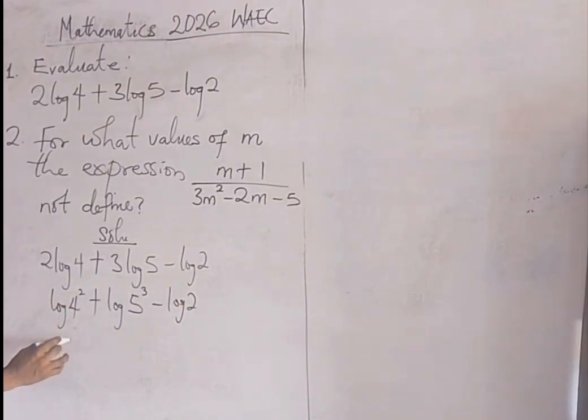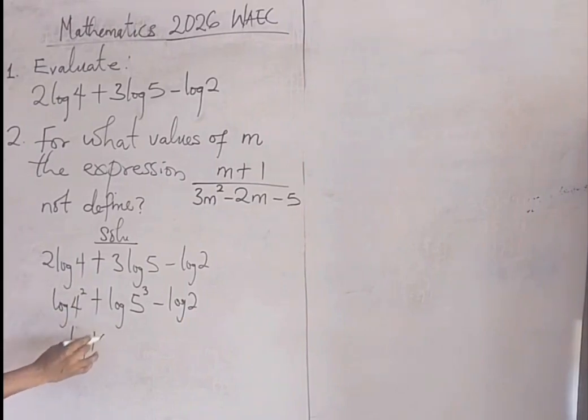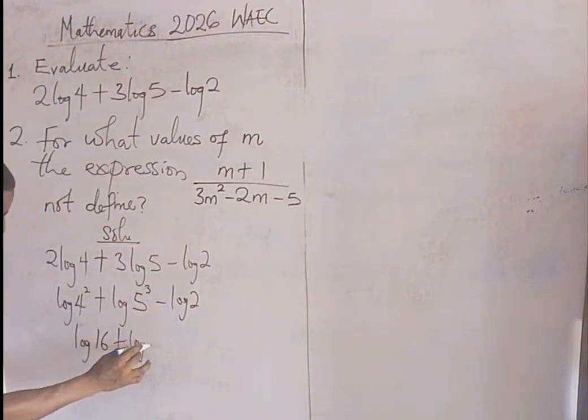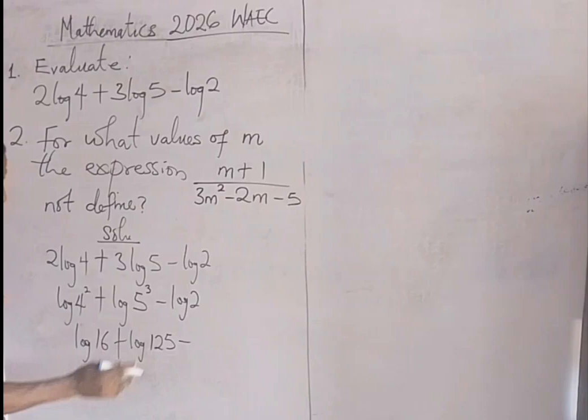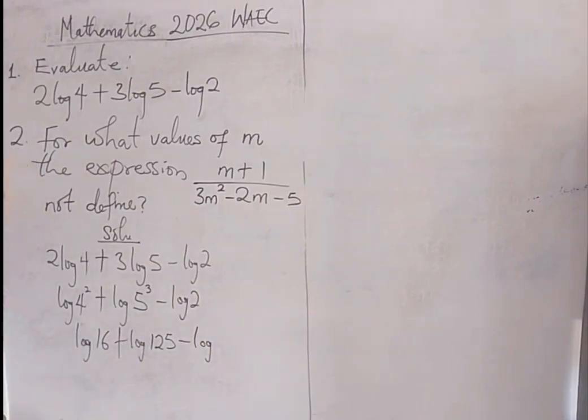And this is still the same thing as log 4 to the power of 2, that's log 16, plus log 5 to the power of 3, that's log 125, and minus log 2 will still remain log 2.